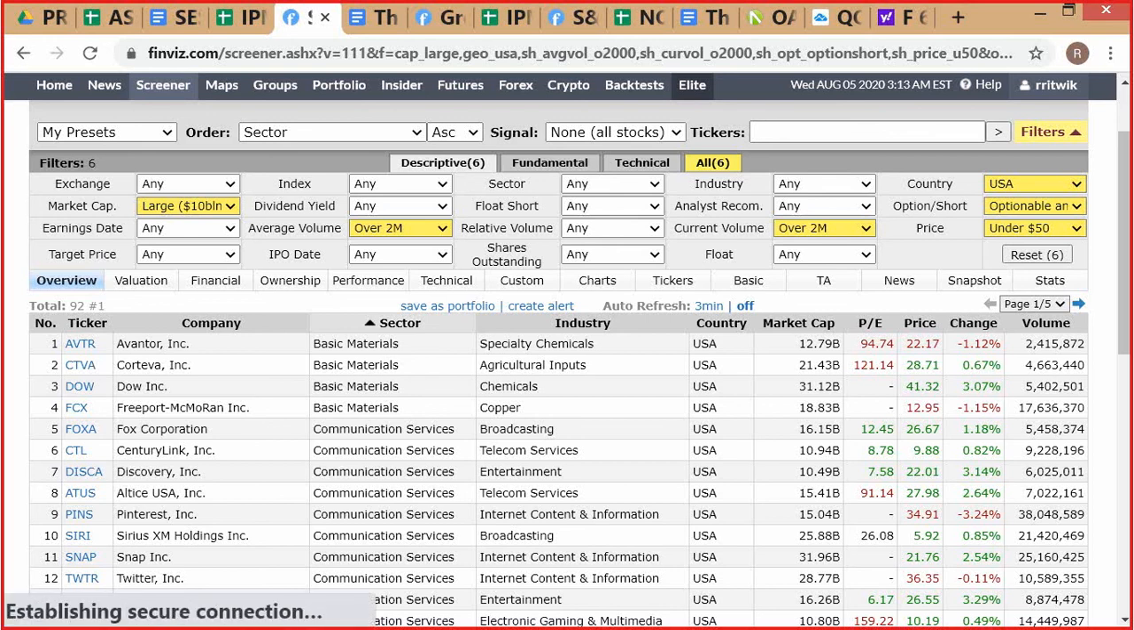Yes, sir. Okay, good. So this is all that a stock screener is. What did I do? I went to the stock screener. You play with it yourself. I've given you the link. I think I'll just give you the link here.